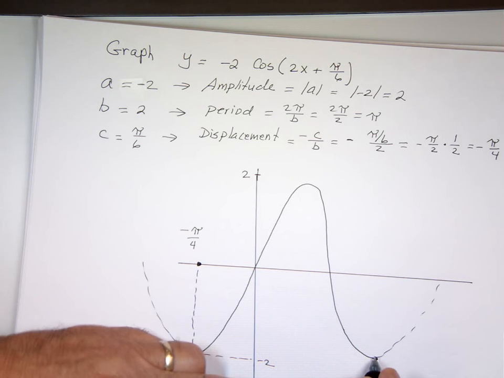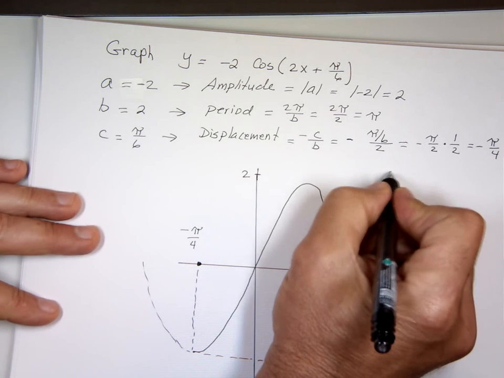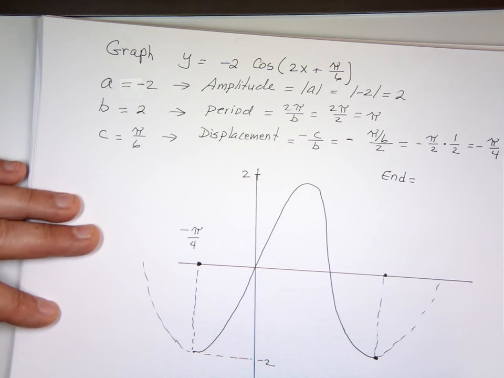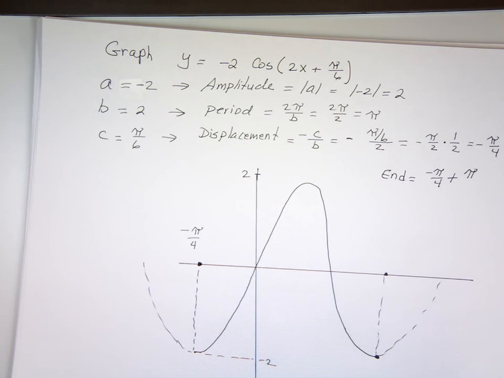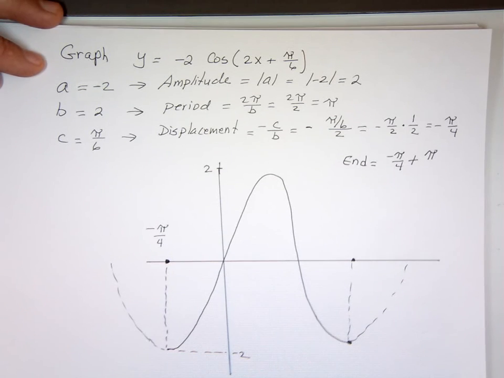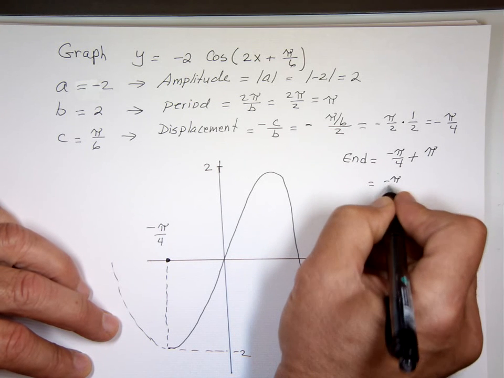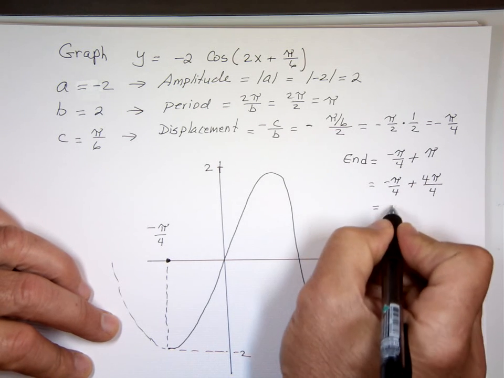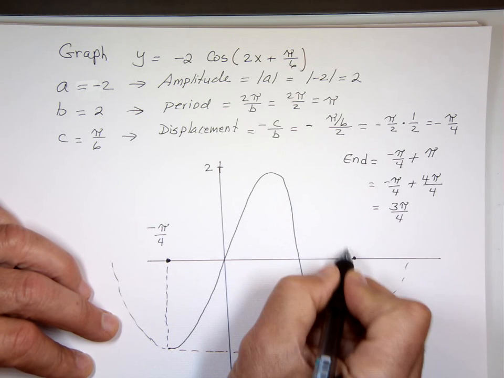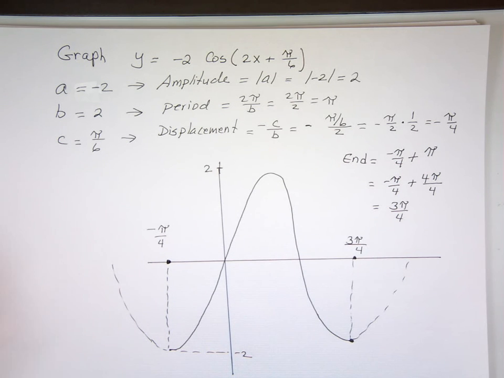Let's look at this value, the end point. That end point, it's always the start plus the period. My start is negative pi over 4, and my period is what? Pi. So that's what? Negative pi over 4 plus, this will be 4 pi over 4. So where is it going to end at? Is it 3 pi over 4? So that's where that value should be. 3 pi divided by 4. Make sense?